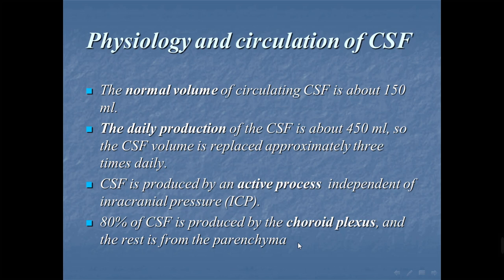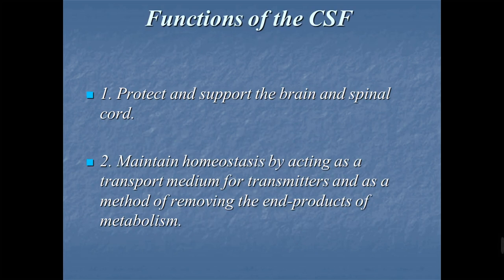So, where is the source of the CSF from, if the CSF pathway is blocked? It is from the parenchyma of the brain or of the spinal cord. What are the functions of the cerebrospinal fluid? Number one is to protect and support the brain and spinal cord. This is quite important: how does it protect and support the brain and spinal cord?